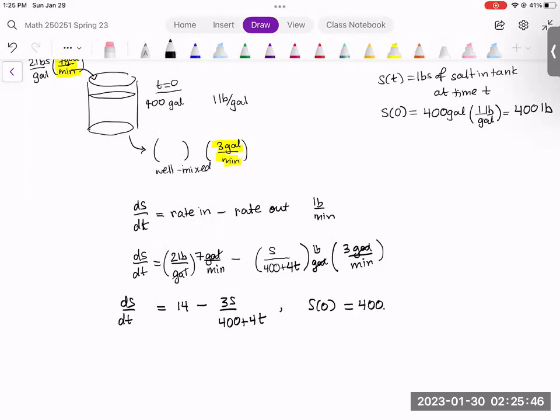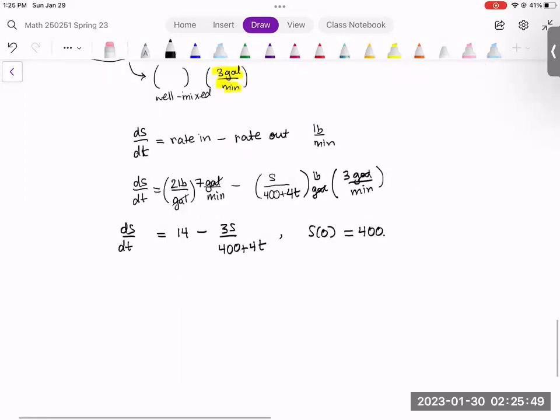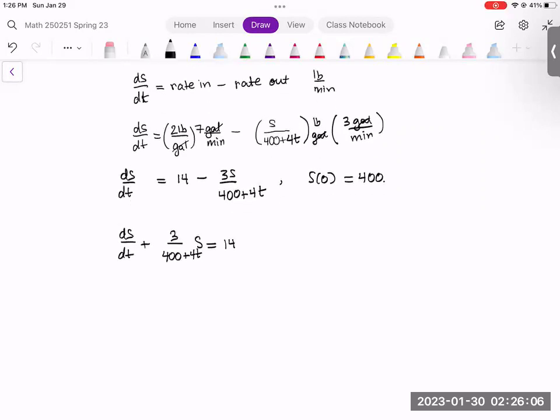If we look at this expression, we can see it's linear. So let's put it into the standard form, and then we're going to solve it. So we get dS/dt plus 3 over 400 plus 4t times S equals 14. So here, that coefficient of S is given by 3 over 400 plus 4t. So our integrating factor, mu of t, is going to be e to the integral of 3 over 400 plus 4t dt.